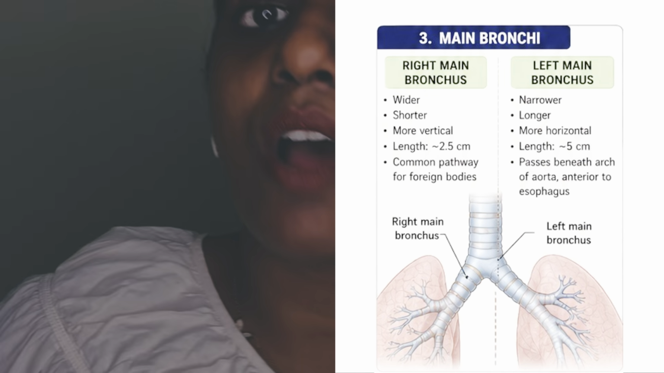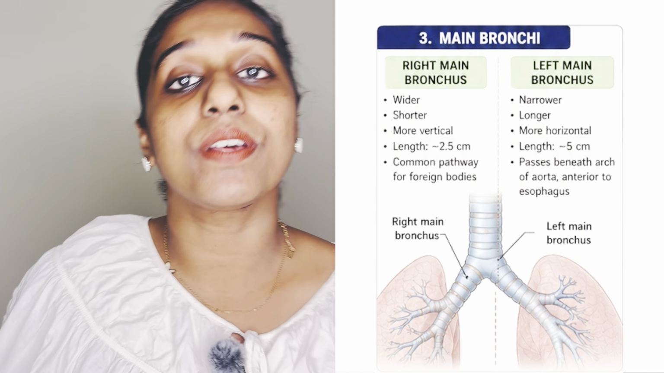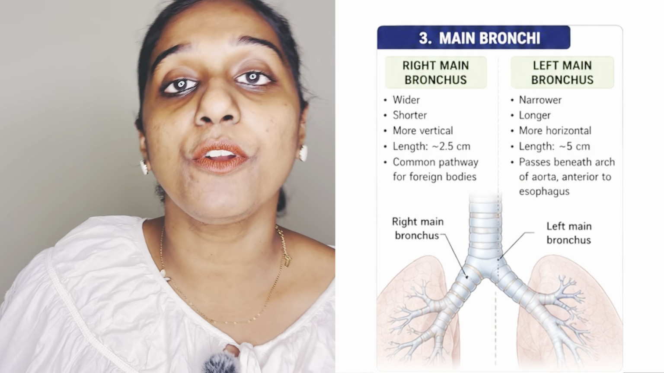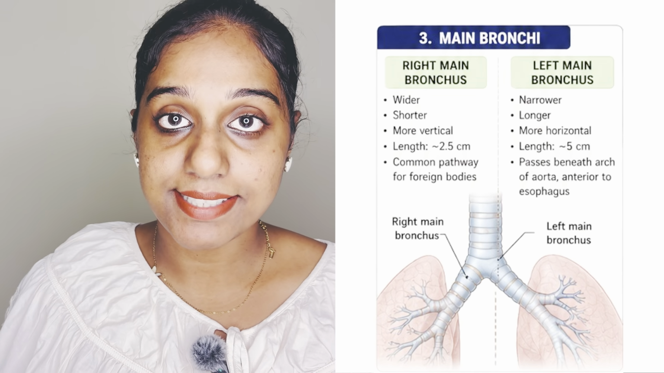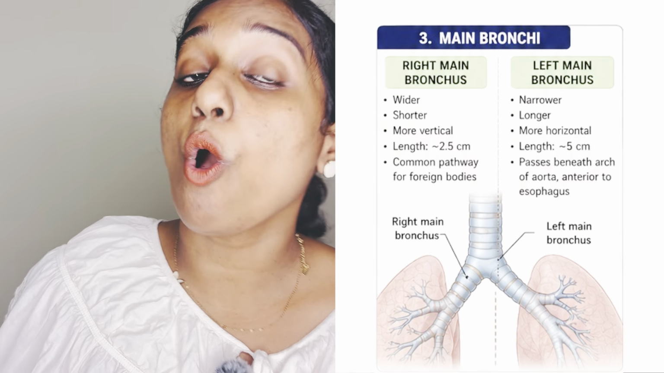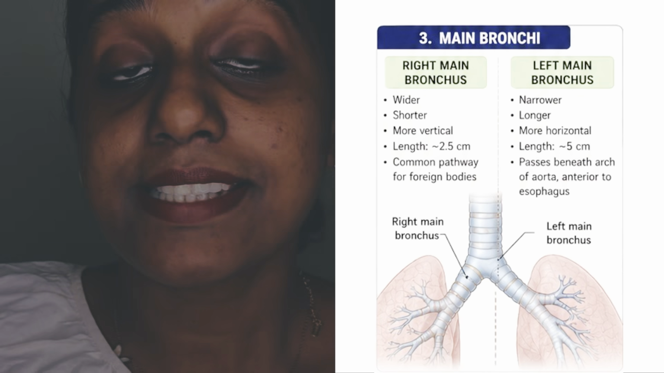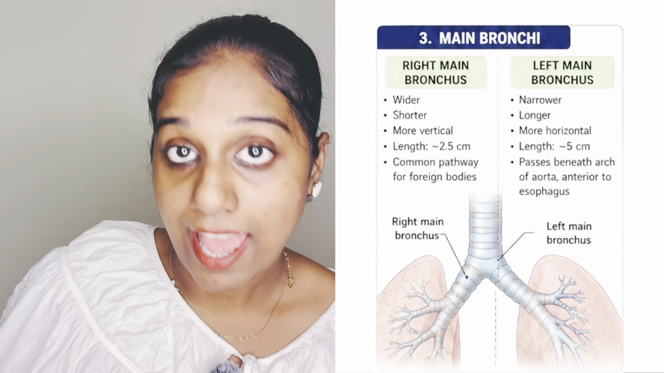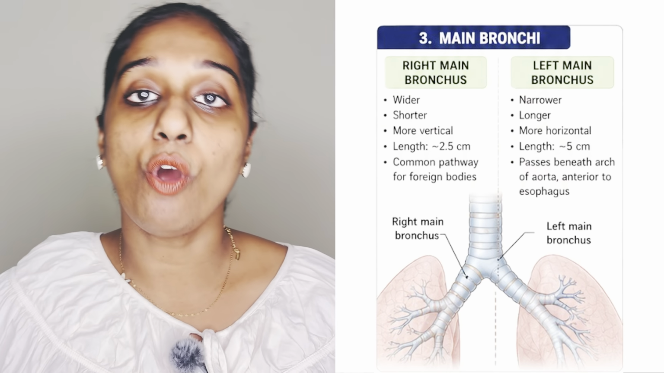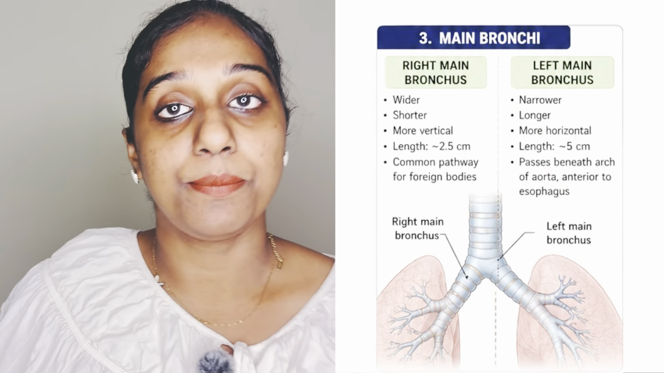This is main bronchi. Right main bronchus. It is wider, shorter and more vertical. Length is about 2.5 centimeter. Clinical importance is that aspirated foreign bodies commonly enter the right bronchus. Next is left main bronchus, which is narrower, longer and more horizontal. Length is about 5 centimeter.